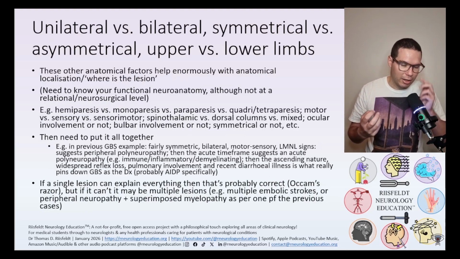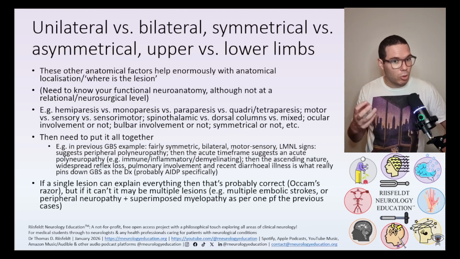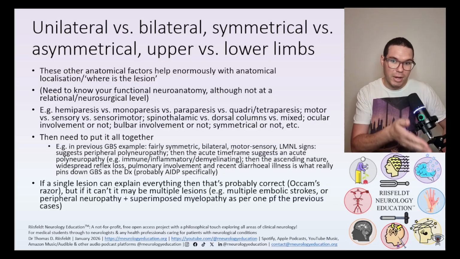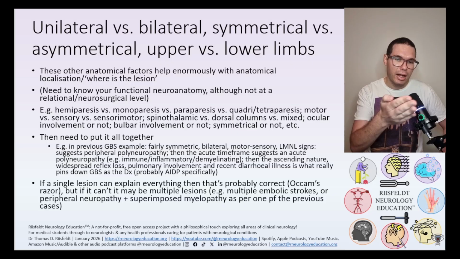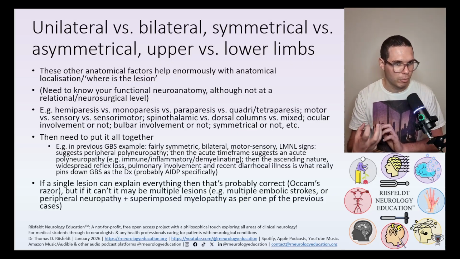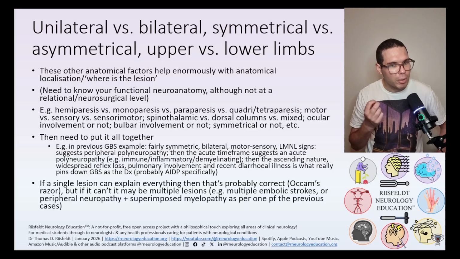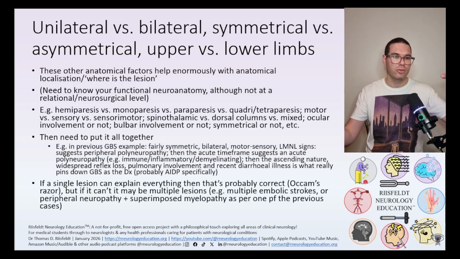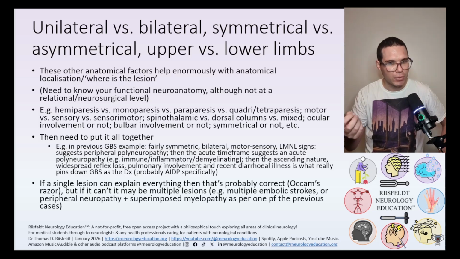What else do we need to think about? So I said before, other important distinctions are between unilateral and bilateral, symmetrical and asymmetrical, and upper and lower limbs. So these are anatomical patterns that are important. And they help enormously with anatomical localization. So that's the where is the lesion question, not what is the lesion, where is the lesion? And they're the two things that you need to bring together and marry.